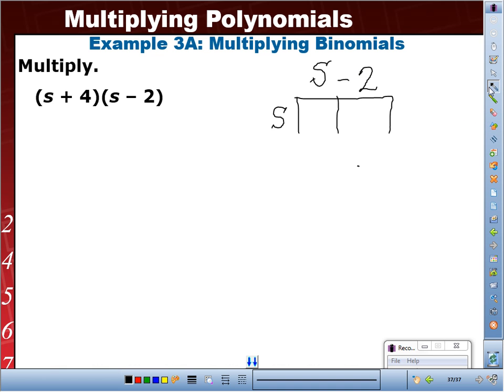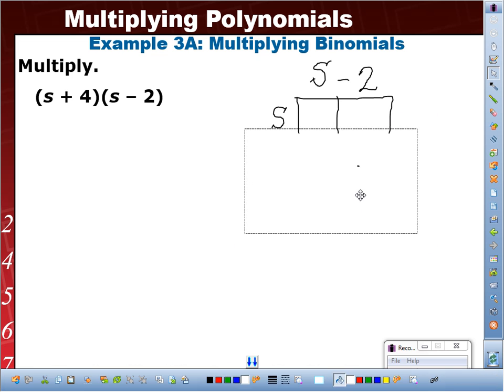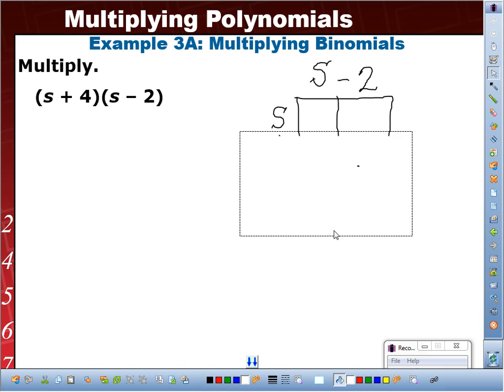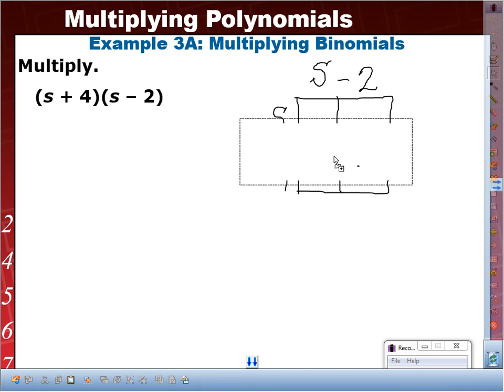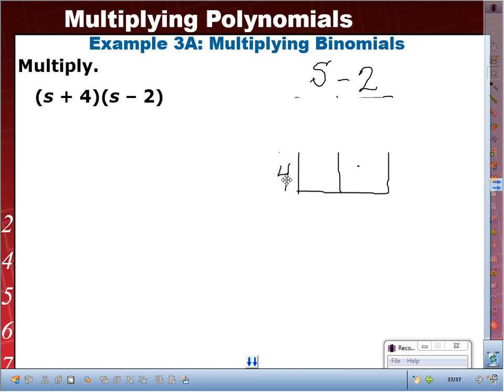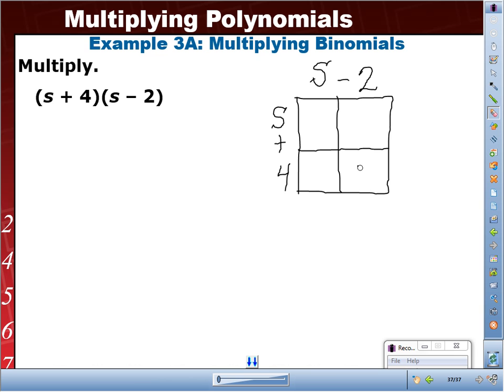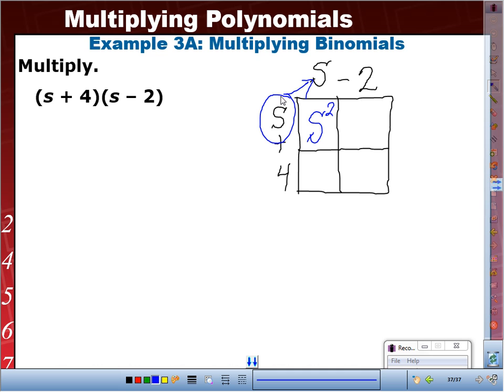However, if I was to move this up, what do we have? 4 times s and 4 times negative 2. You guys see that? So now, check this out. This is how it's going to work. I'm going to start multiplying to get my area. So I'm going to start with this one. S times s. What is that? S to the second. S times negative 2.